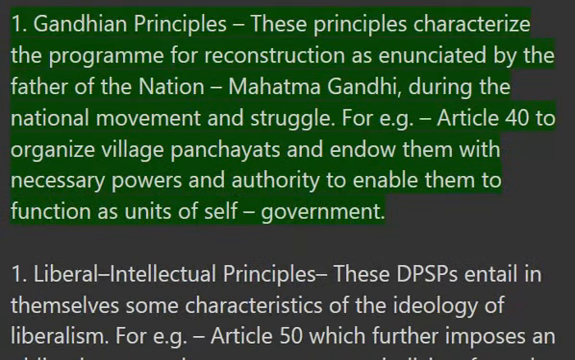2. Gandhian principles. These principles characterize the program for reconstruction as enunciated by the father of the nation, Mahatma Gandhi, during the national movement and struggle. For example, Article 40, to organize village panchayats and endow them with necessary powers and authority to enable them to function as units of self-government.